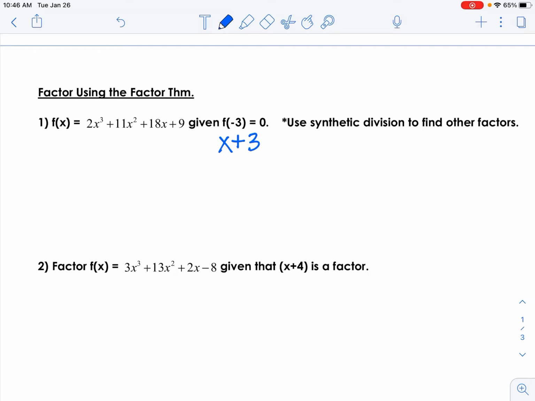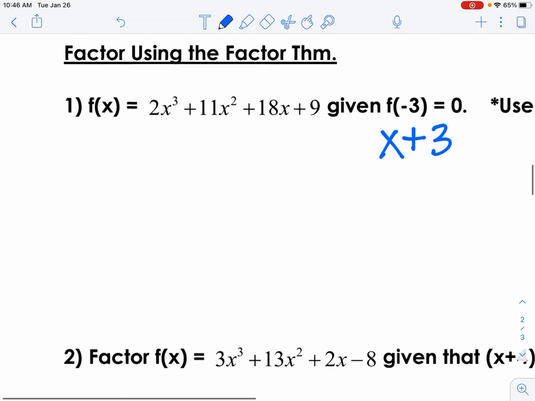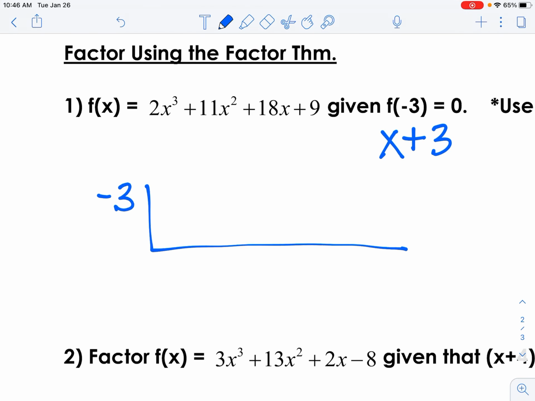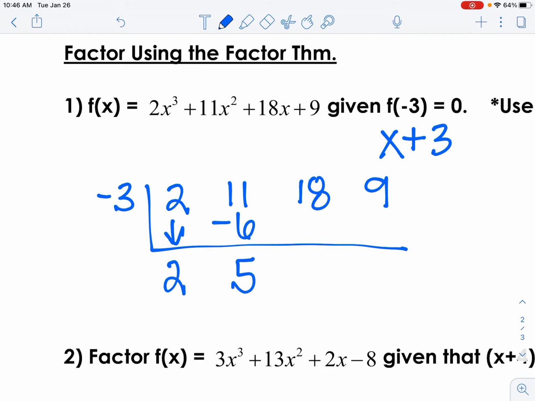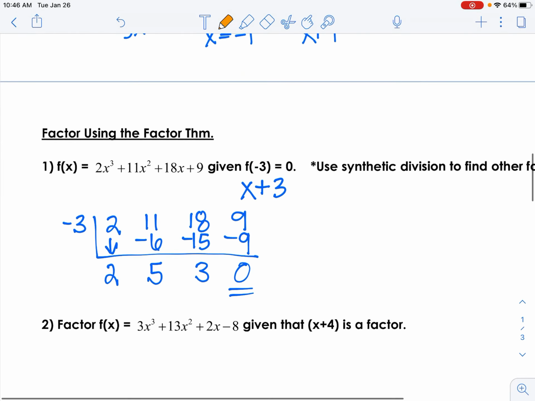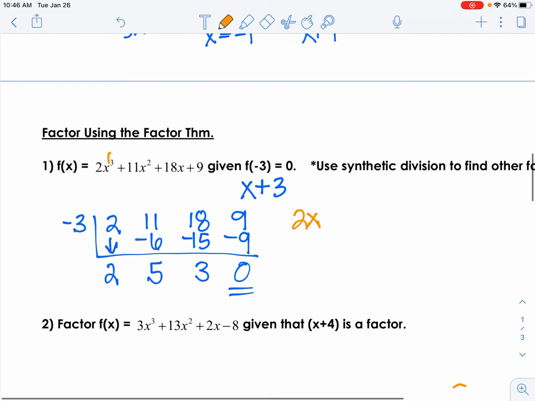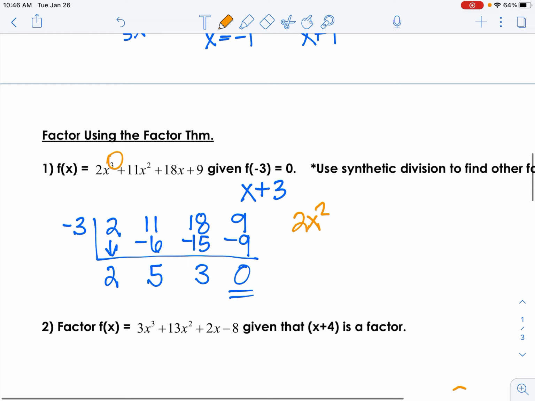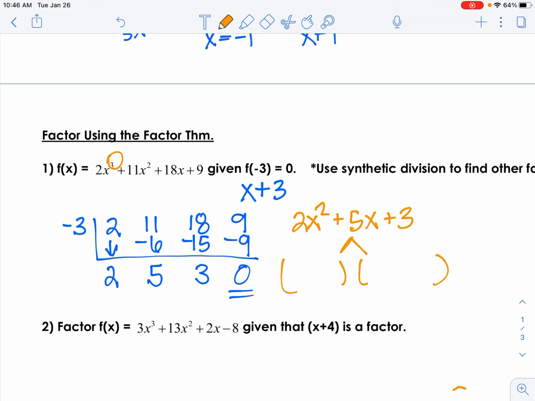Our hint here is to use synthetic division to find the other factors. So I'm going to divide out that negative 3. We get 2, 11, 18, and 9. So negative 6 and 5, negative 15 and 3, negative 9 and 0. And I should get 0 there because this is a factor. It divides evenly. What this means is I'm left with a polynomial 2x squared, I go 1 less than the original degree, plus 5x plus 3.